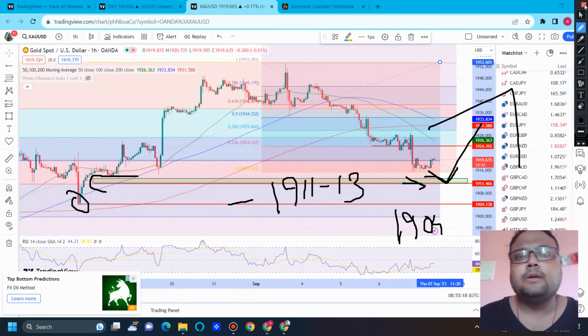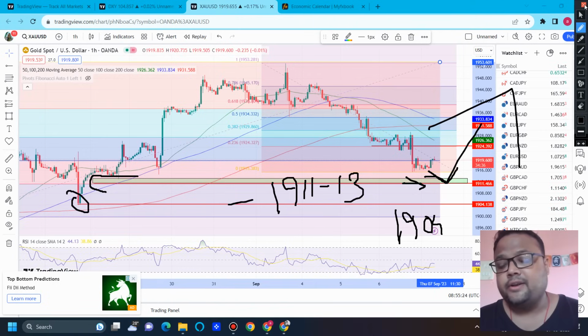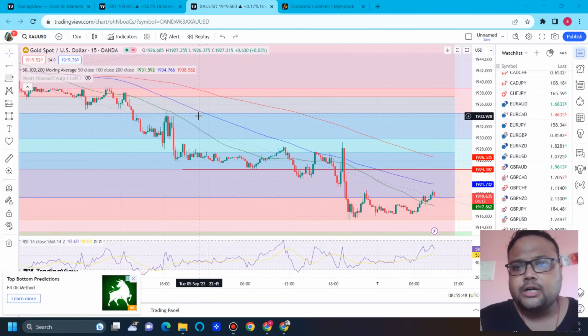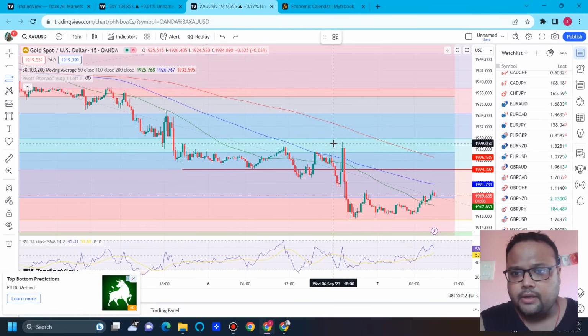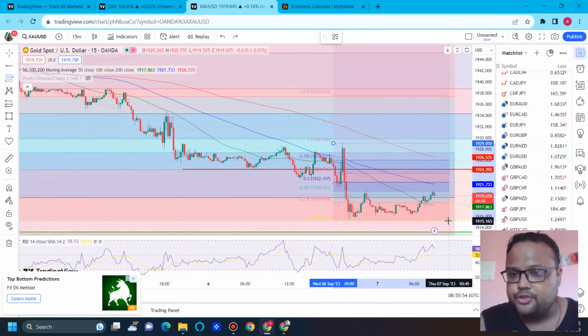But as the trend of the market is towards the downside, obviously sell on rise is the best trading strategy for day traders, swing traders. This is the 15-minute chart of gold in front of us. I have a risky opportunity to share with you guys.